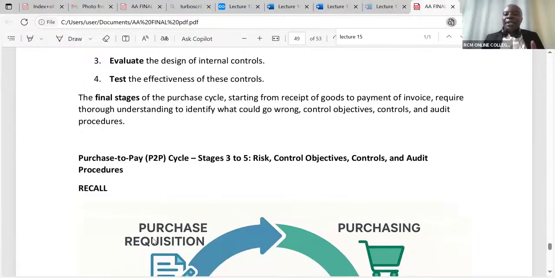Now, remember we did stages 1 and 2 in lecture number 14. So this lecture number 15, which is purchase cycle part 2, I'm going to look at stage 3 to stage 5. Specifically, I'll be looking at risks, what could go wrong, what are the control objectives, the controls, and then on the other side of the coin, I'll be bringing in an auditor who will be able to put in his audit procedures and advise the firm accordingly. So, a reminder, recall.